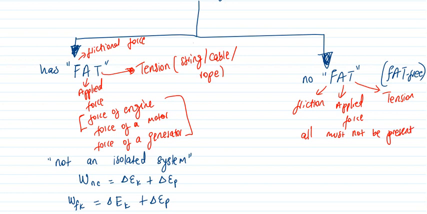If any of them is present, it immediately becomes a system that has FET. Once you have applied force, it's no more an isolated system. Once you have tension, it's no more an isolated system. So all of them must not be present for us to call it what? An isolated system.